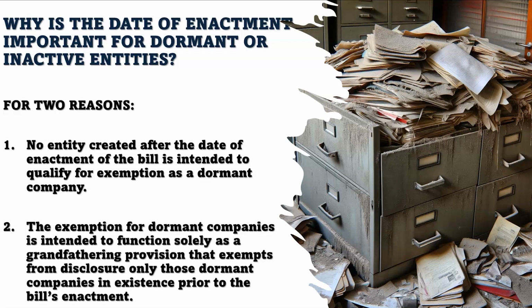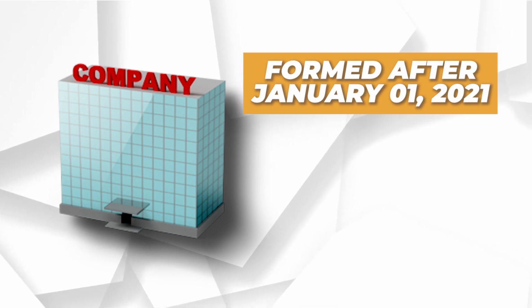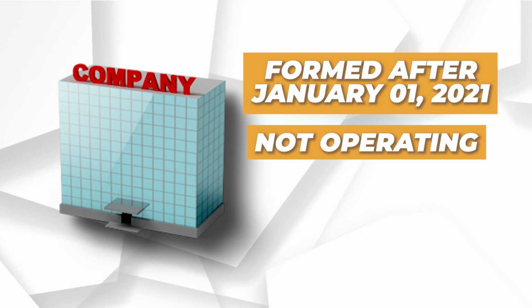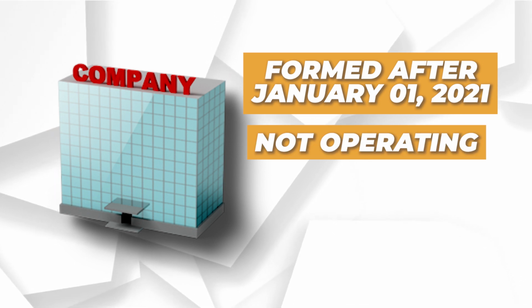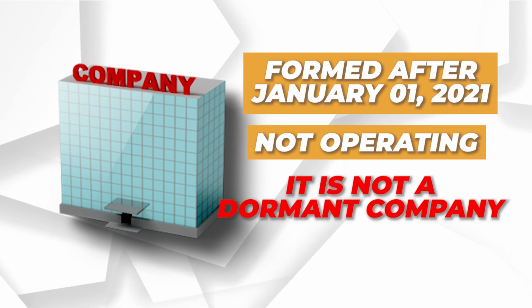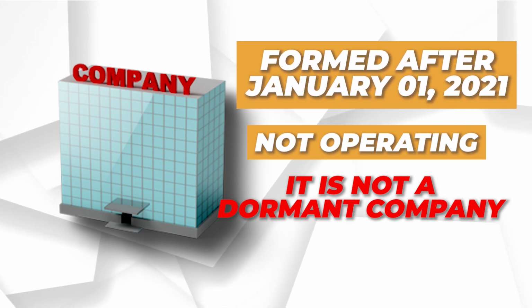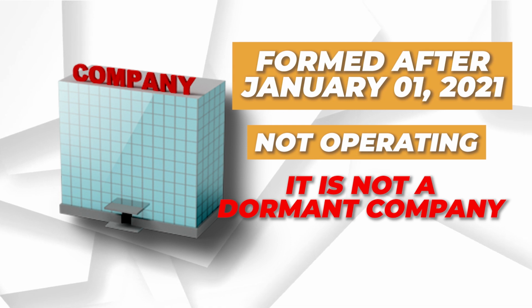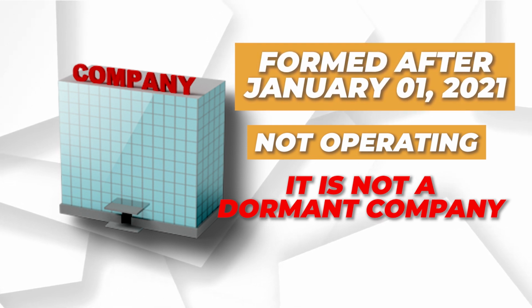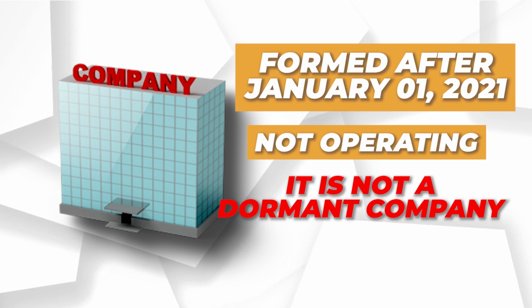Once you know it, there's also something you need to be aware of: no entity that was created after that date of enactment is intended to qualify for exemption as a dormant company. So once your company was formed after January 1, 2021, it doesn't matter whether the company is not operating or not functioning, it cannot fall under the definition of a dormant company under the CTA. The date on which you form the company alone takes it out of that dormant company definition under the Corporate Transparency Act.